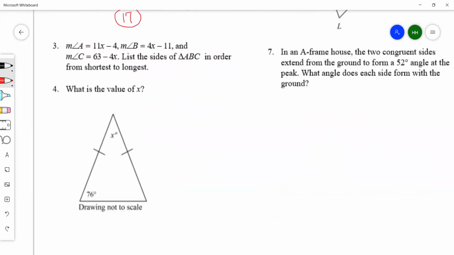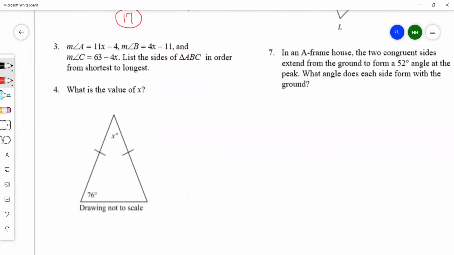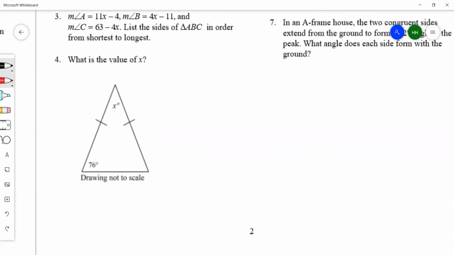All right, number 3. I'll try to squeeze it in here. You've got a triangle with these 3 angles, and these 3 angles added together have to add up to 180. So here's your triangle. It's got angles A, B, and C.